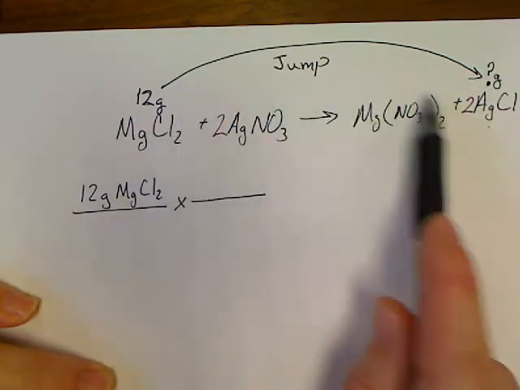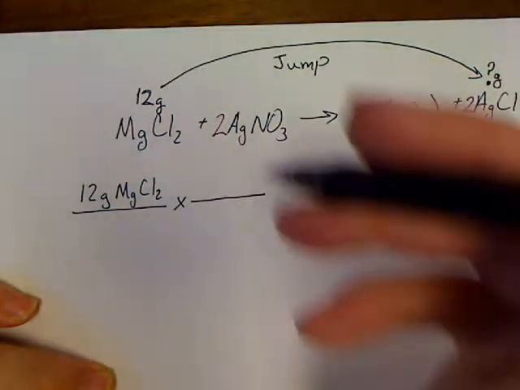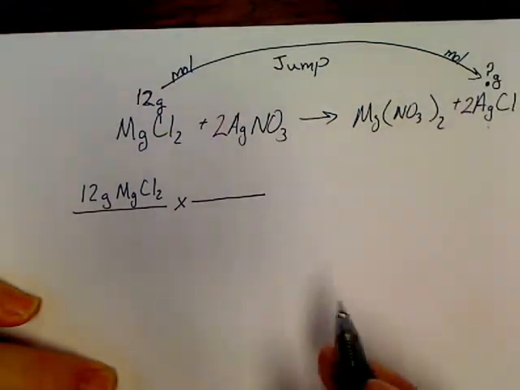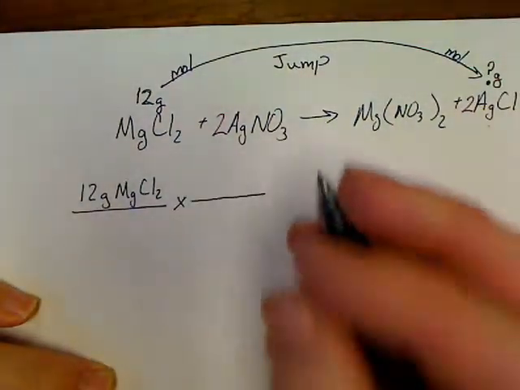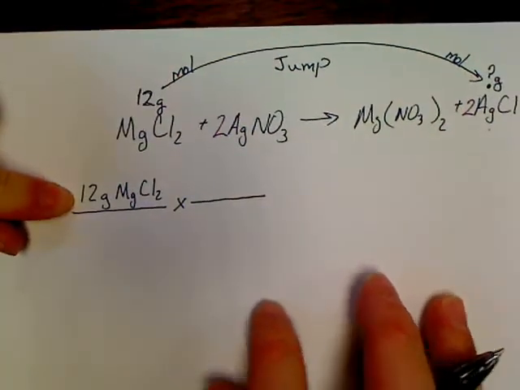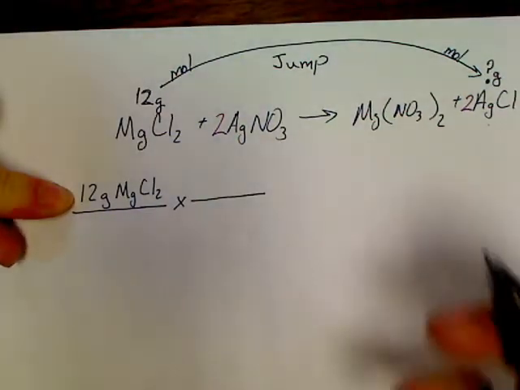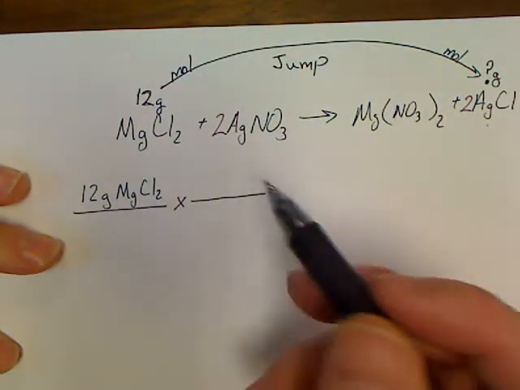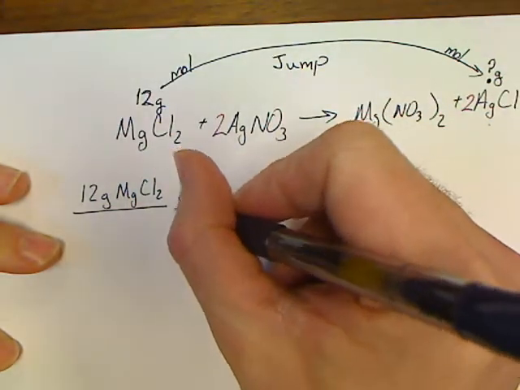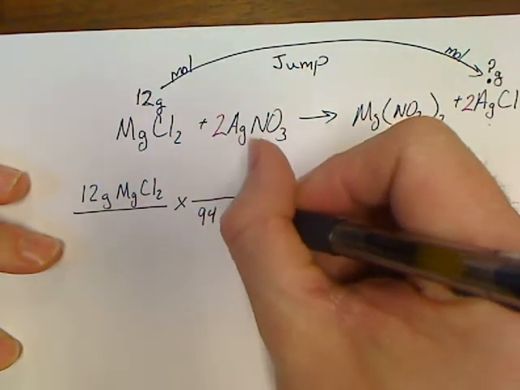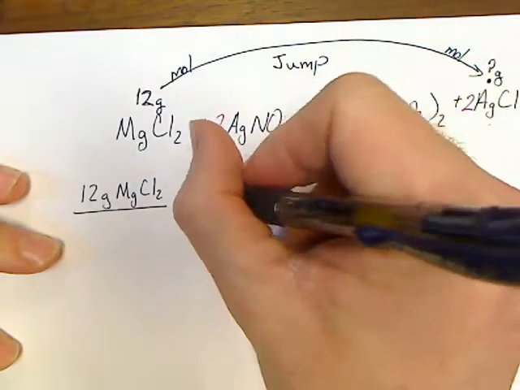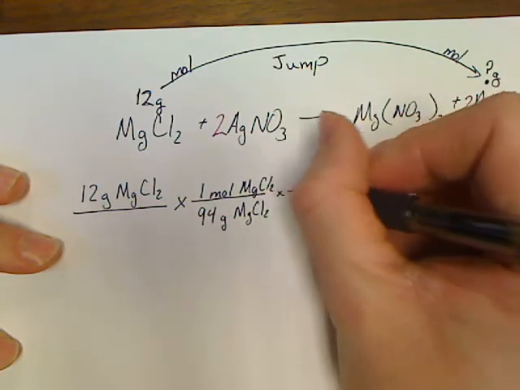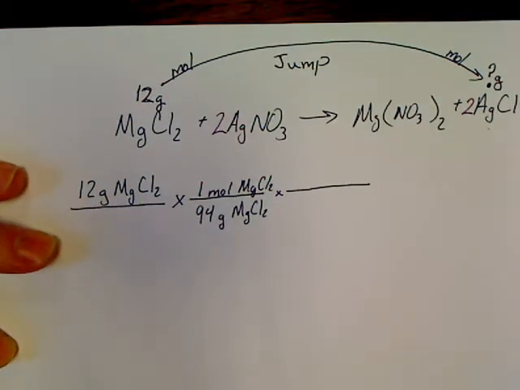But before we can make this jump, we have to be in moles. We'll jump out of the moles, we'll land in moles. So the first step of my conversion, before I can jump, is I've got to convert this to moles. So magnesium weighs 24, chlorine 35 times 2 is 70. So we've got 94 grams of MgCl2 for every 1 mole of MgCl2. Put my X, draw my line. I'm not done yet. So this was the first step.